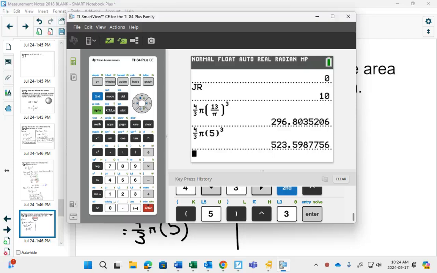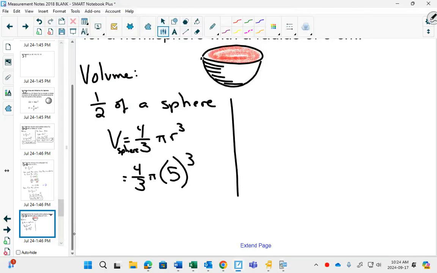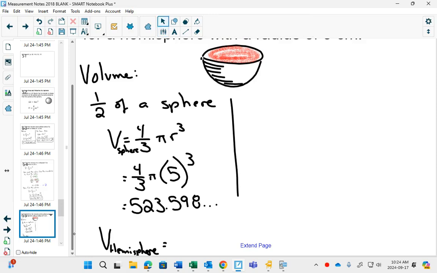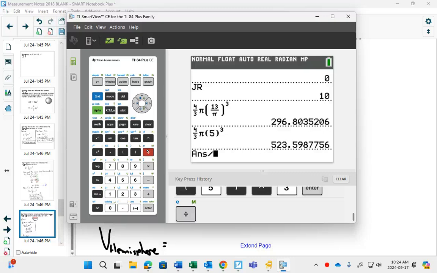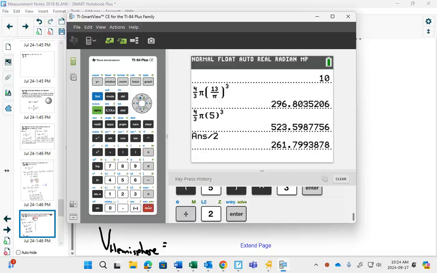$523.598. So then next I can write volume with the little word hemisphere there, and I just need to cut that in half. So if I just push my divide button, it says, what would you like? Since you start with a command, it automatically picked up my answer, and I just want to divide my answer by 2.